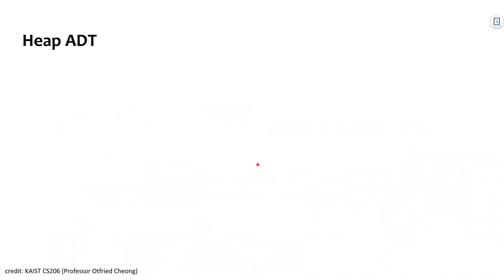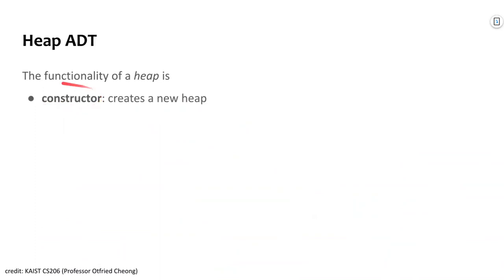And we need to define heap ADT before we start to implement heap. The functionality of a heap is, of course, we need to be able to construct or create a new heap. And this is very important.